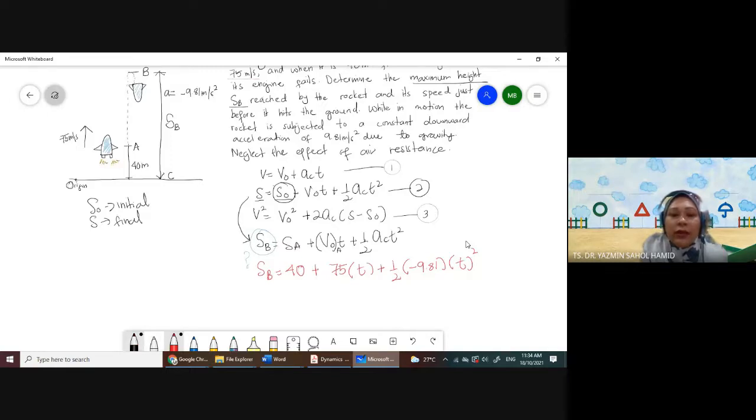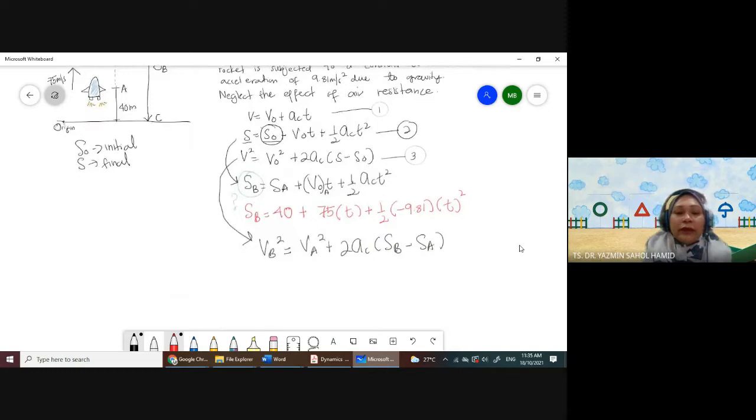Do you get what I mean? That's why we first tried the second equation, to show that if you use it, you'll be left with two unknowns, so it's going to be difficult to solve. Let's try the third equation. This one will be VB squared equals VA squared plus 2A(SB minus SA). Now let's put it into the formula.